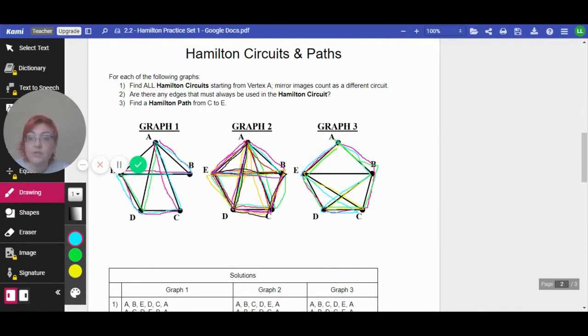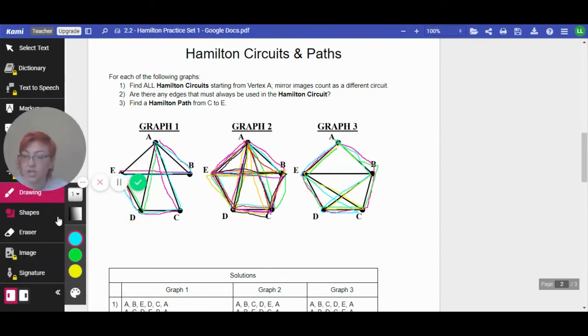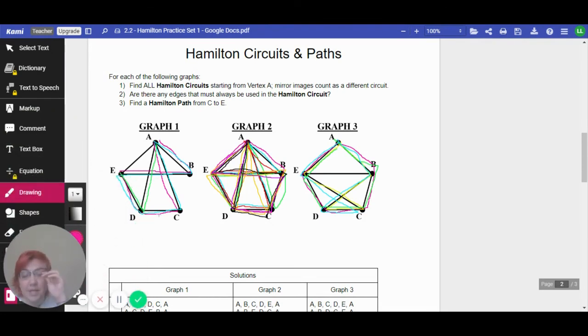All right. Oh, we were supposed to do other things. Are there any edges that must always be used in the circuit? All right. Let's actually, I'm going to change my color back to the one I like. Okay. So here, are there any edges that must always be used in the Hamilton circuit?